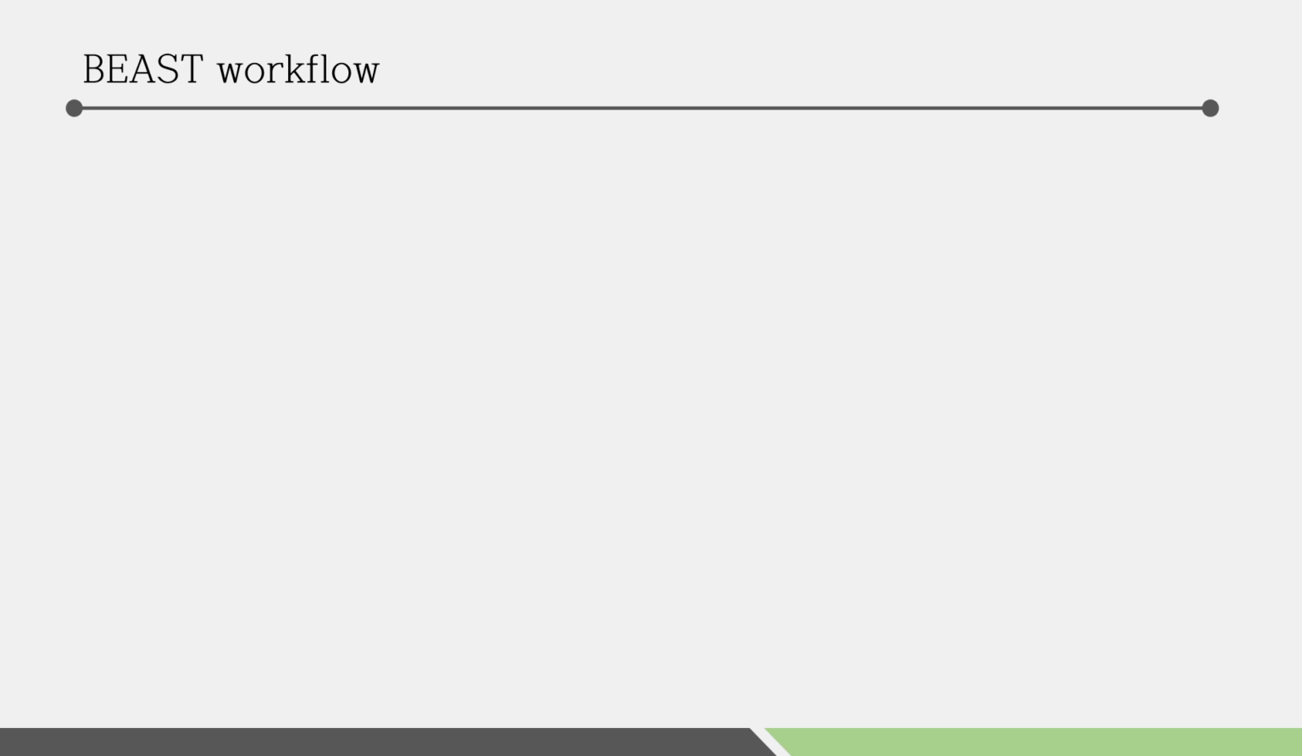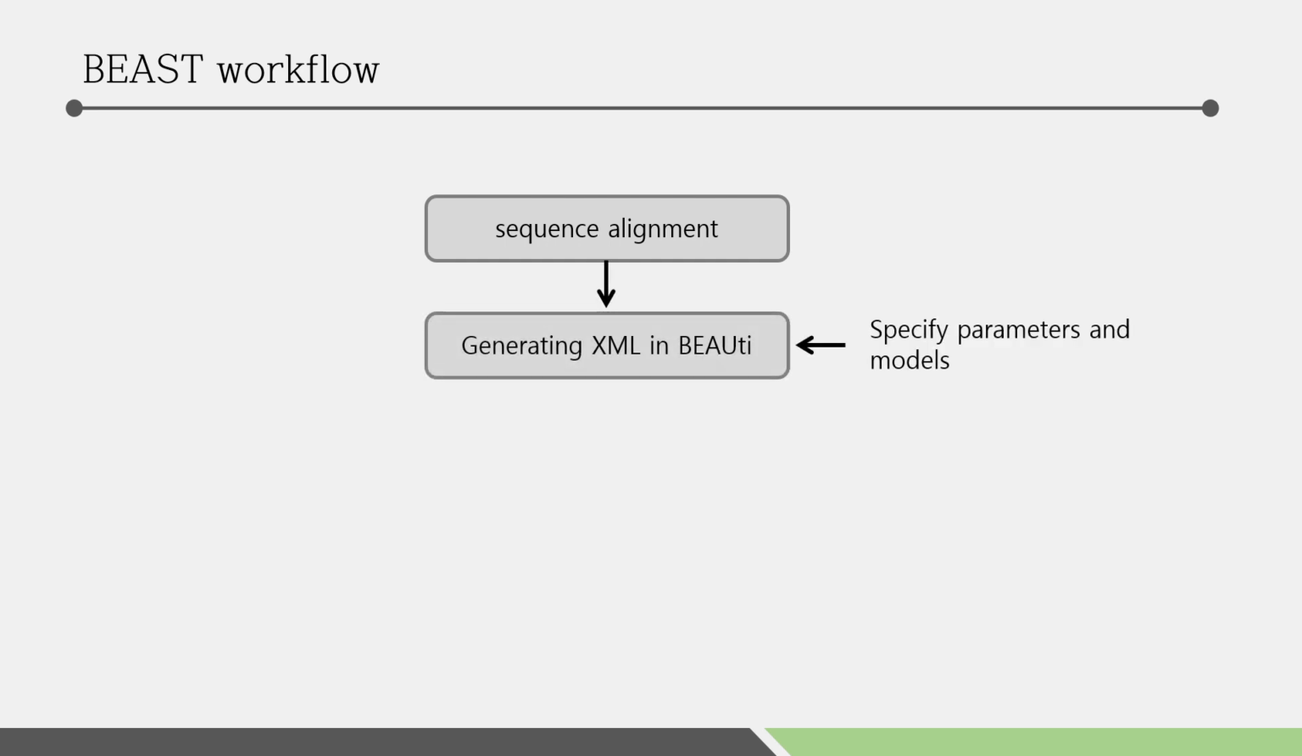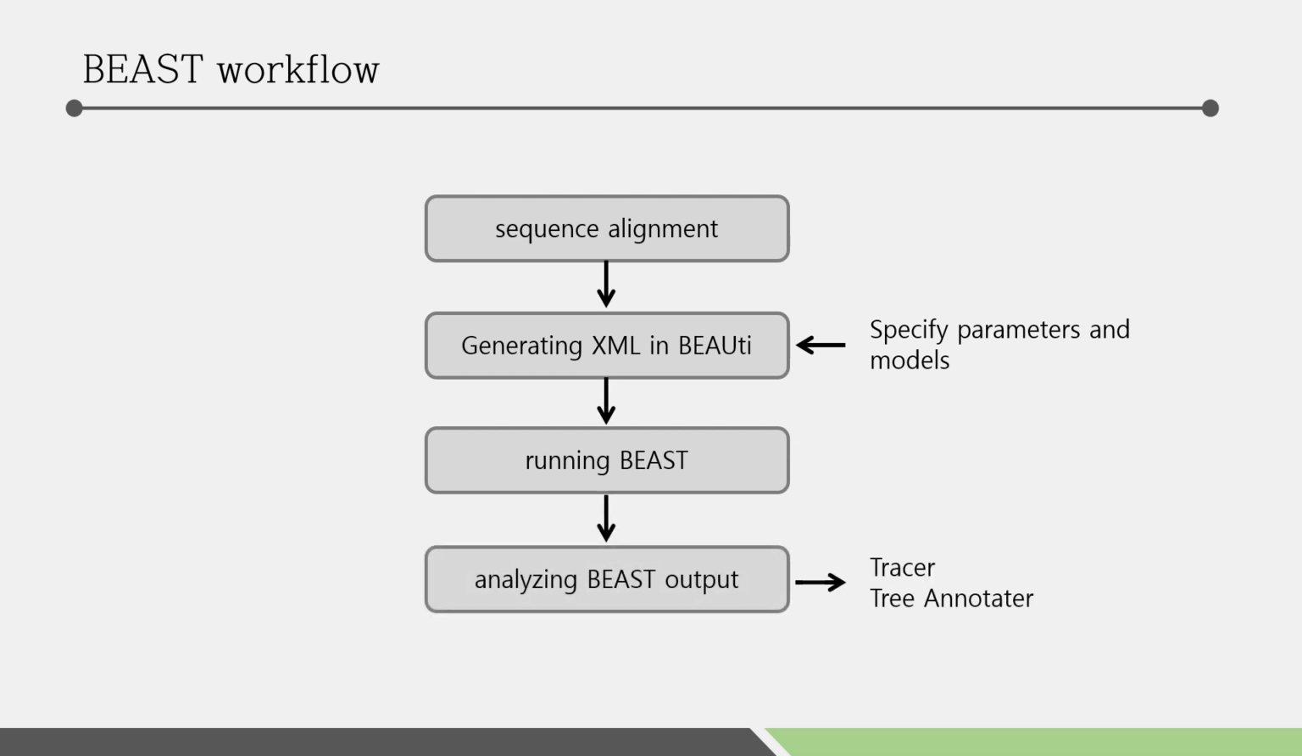And let's see the workflow of BEAST. First, align the sequence, in my case using Frank. Then generate XML in Beauty. Beauty is a GUI application in the BEAST package. Here, set parameters and best fit model, in my case using Protest. Then, after running BEAST, analyzing BEAST output.